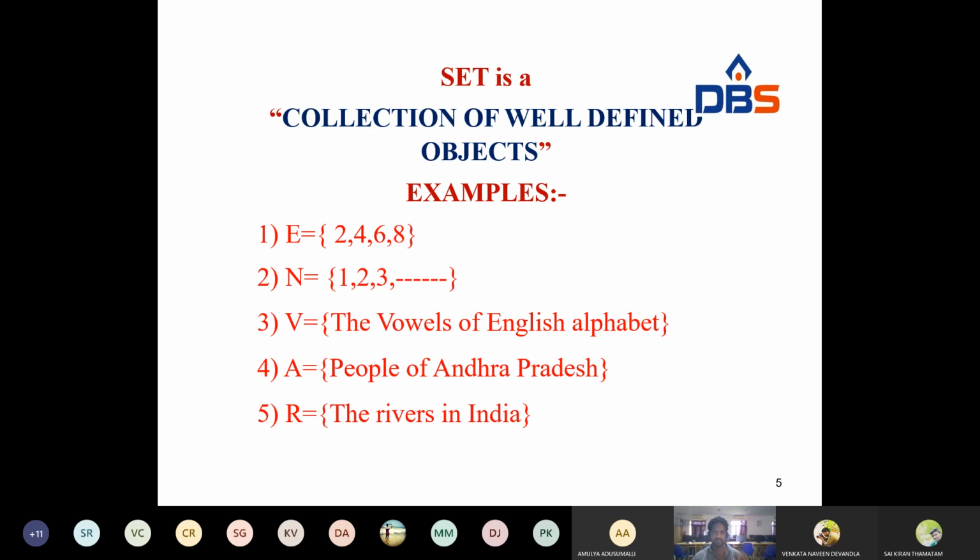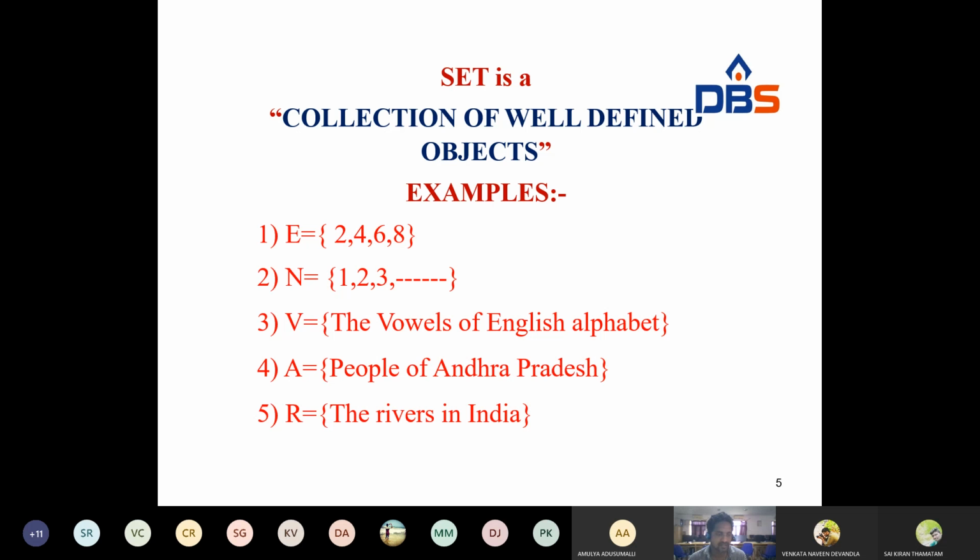So what is meant by a set? A set is a collection of well-defined objects. For example, we denote sets with capital letters: E is the set of 2, 4, 6, 8; N is the natural numbers 1, 2, 3, and so on; V is the vowels of the English alphabet; A is the people of Andhra Pradesh; and R is the rivers in India. It is compulsory to assign capital letters, and the data will be formed in the set. Likewise we have to assign different types of objects.